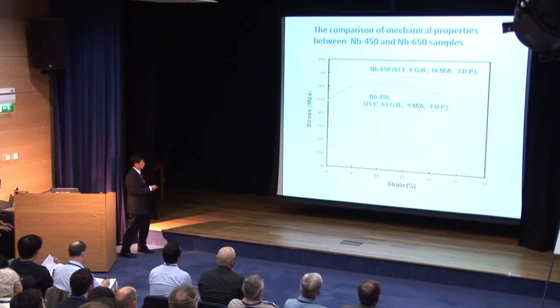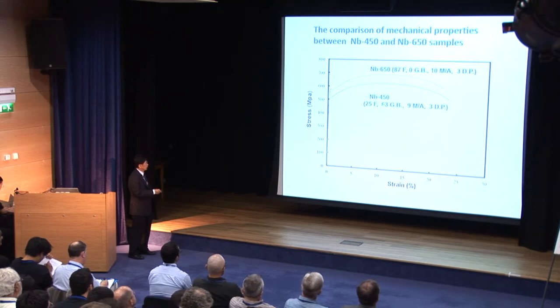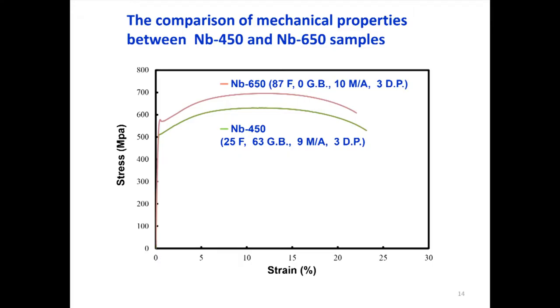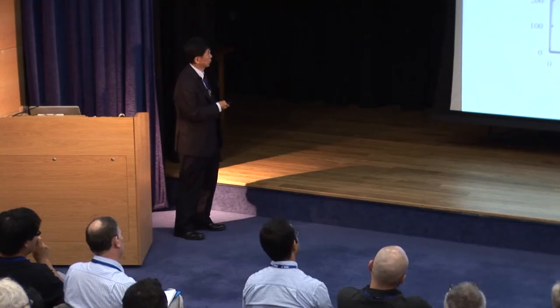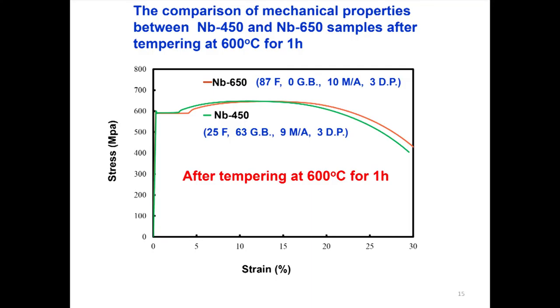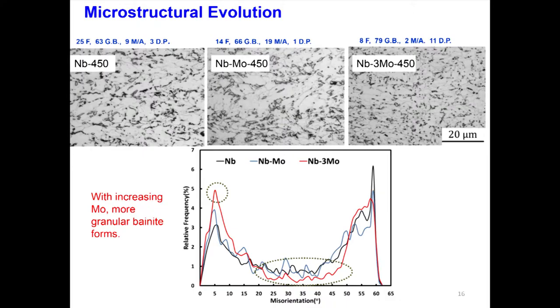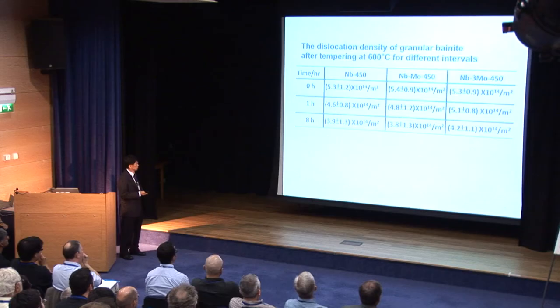And let's look at these two stress-strain curves here. This curve shows niobium 550 without granular bainite, and this curve contains niobium-moly with 62 granular bainite, and after tempering 1 hour, we expect this curve will rise up. I can show you quickly here. So it's quite significant that the secondary hardening occurred in bainitic ferrite. And the microstructure development seems very important.